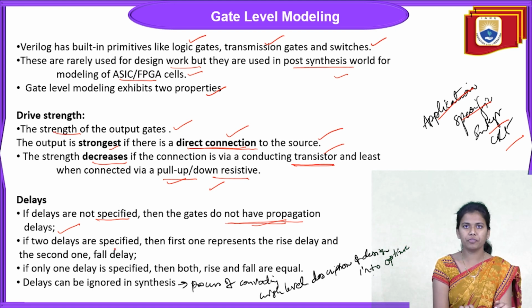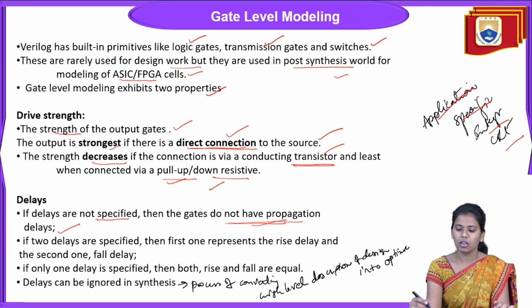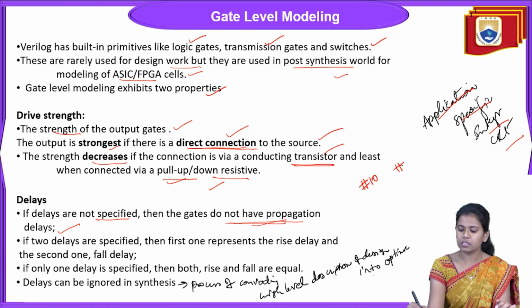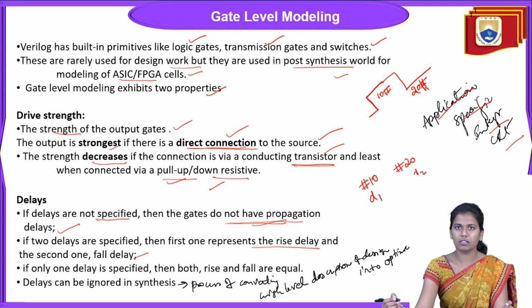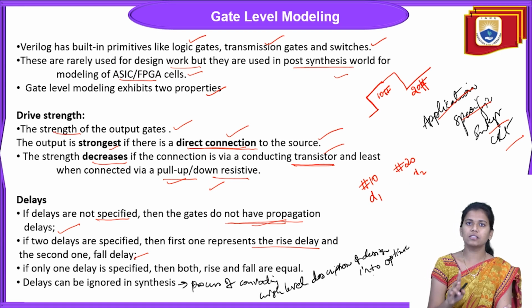If two delays are specified, for example one is 10 and the other is 20, delay 1 and delay 2, then one represents the rise delay and the second represents the fall delay. That means for this output, the rise delay is 10 nanoseconds and the fall delay is 20 nanoseconds. So if you observe two specified delays, one represents the rise delay and the second represents the fall delay.